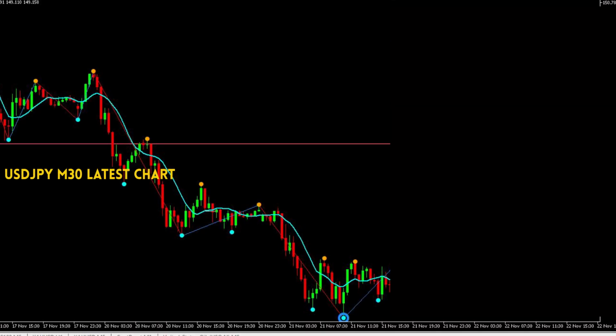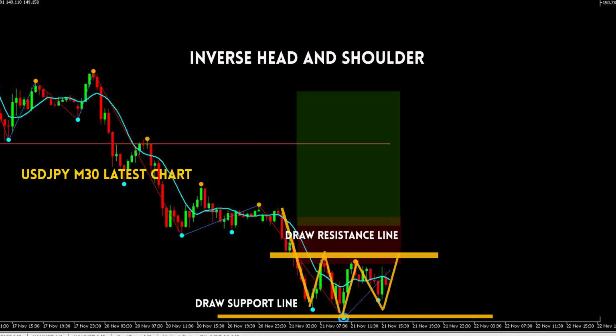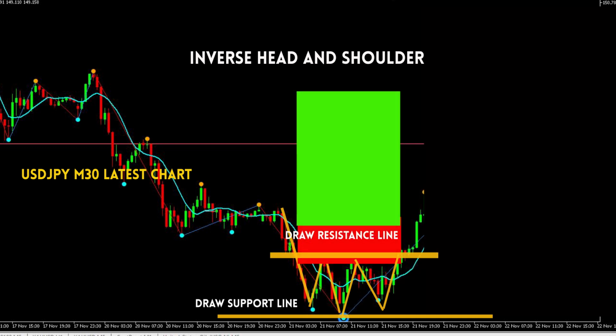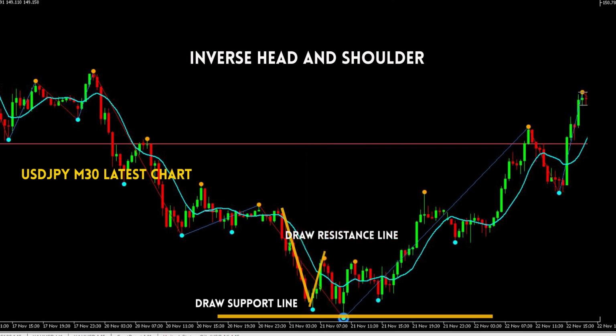Next example. In this USD/JPY M30 chart, we saw clear support on the downside. Draw the support line. We saw a clear inverse head and shoulders pattern on the support area. Let's draw the resistance line, wait for a break above the resistance line, and take a buy trade. Stop loss and take profit are defined on screen for your learning purpose. Take maximum profit and exit the market. Wait for the next trade setup.